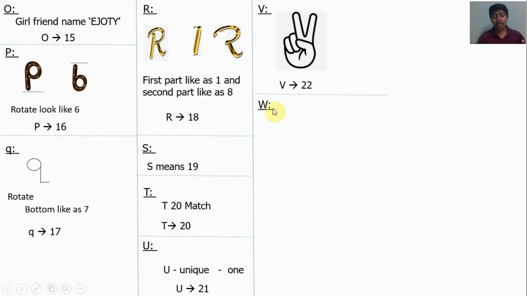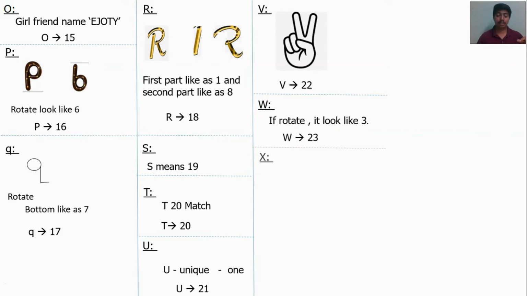W. The W shape looks like 3. If you rotate this W, it looks like 3. So the position of W is 23. M also looks like 3, so M is in position 13, that is 1, 3. W is in position 23.